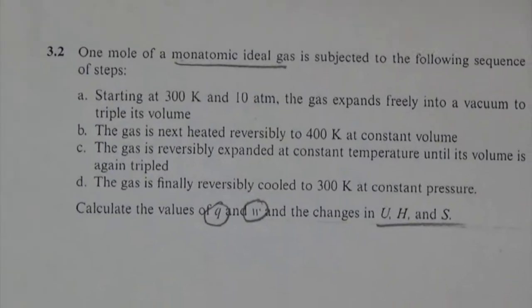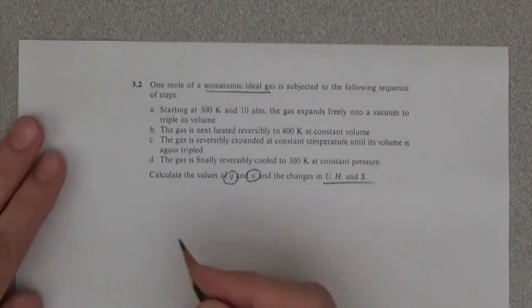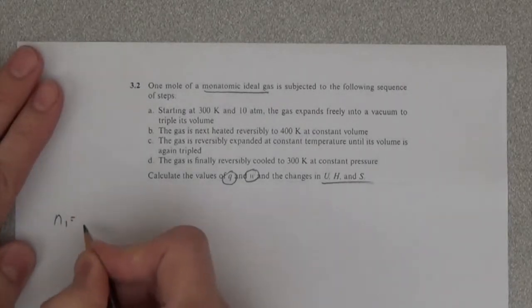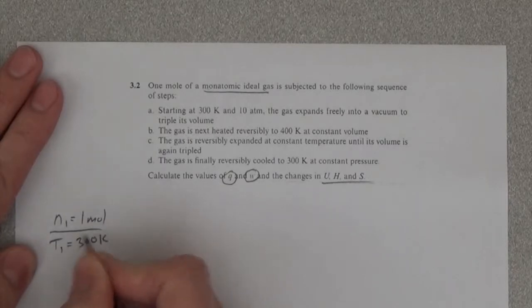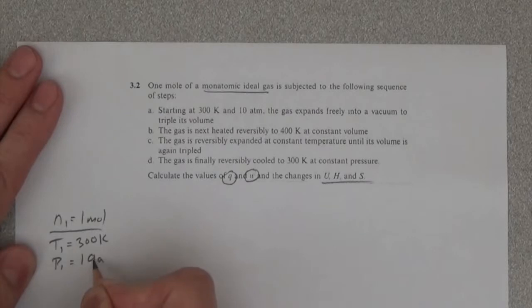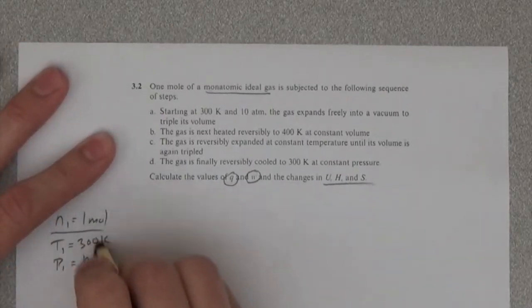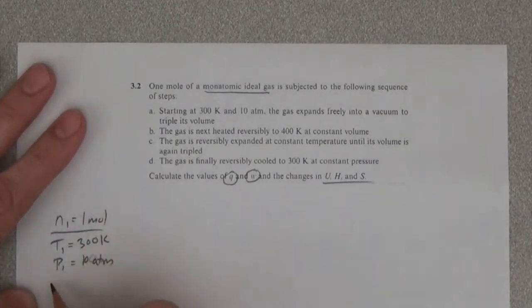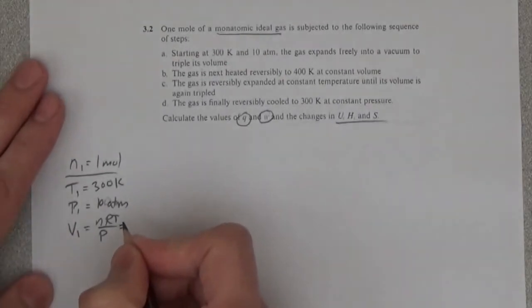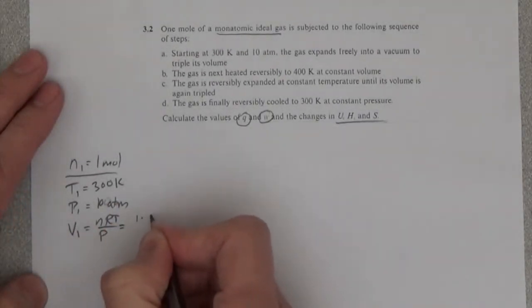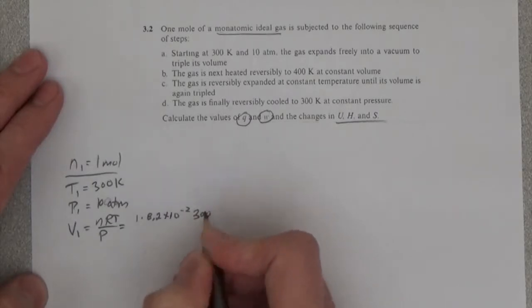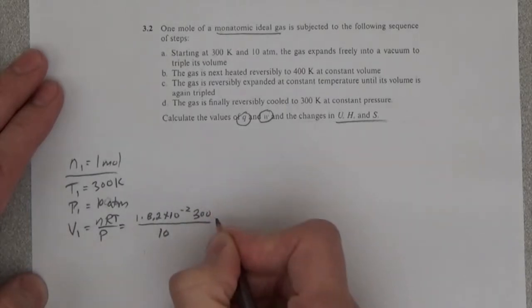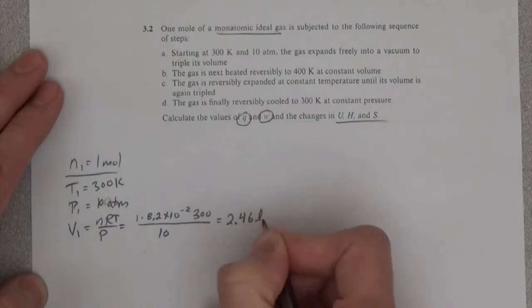So let me zoom out here. We'll start just by writing down the initial conditions. We have 1 mole, 300 K, pressure is 10 atmospheres, 10 atm, and then the volume is nRT over P, which is equal to 1 times 8.2 times 10 to the minus 2 times 300 over 10, which is equal to 2.46 liters.